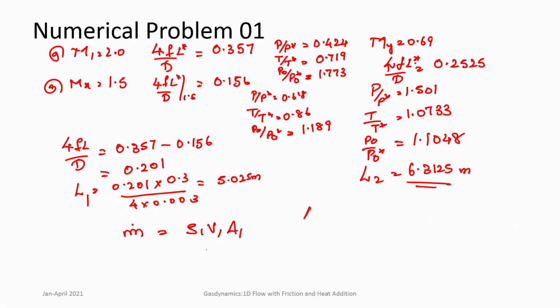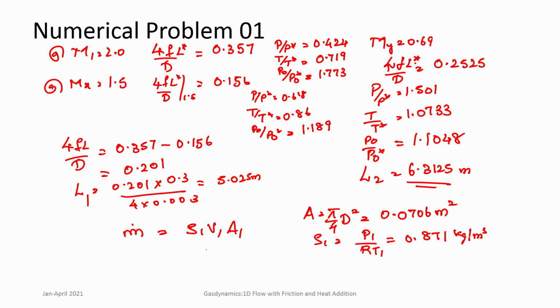So, area you can find as pi by 4 d square, and the area turns out to be 0.0706 meter square. Density rho 1, P1 and T1 are given. So, you can find out rho 1 is P1 by R T1, okay. That is 0.871 kilogram per meter cube.